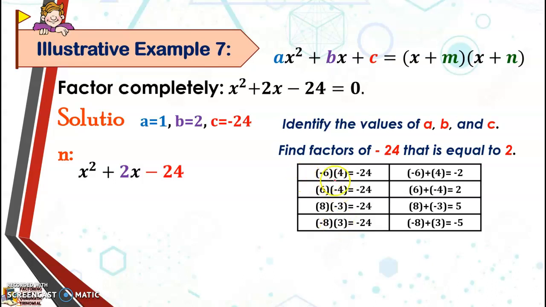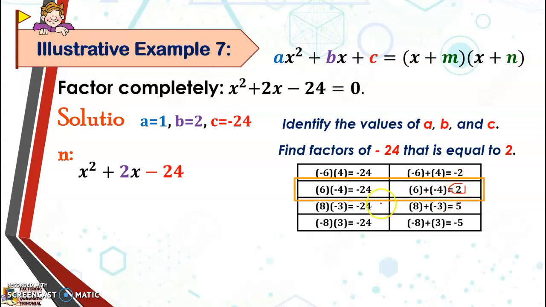So these are the list: negative 6 and 4 equal to negative 24, 6 and negative 4, 8 and negative 3, negative 8 and 3. If you add them, negative 6 plus 4 is negative 2. 6 plus negative 4, or 6 minus 4, is 2. 8 minus 3 is 5. Negative 8 plus 3 is negative 5. So we're going to use this one.